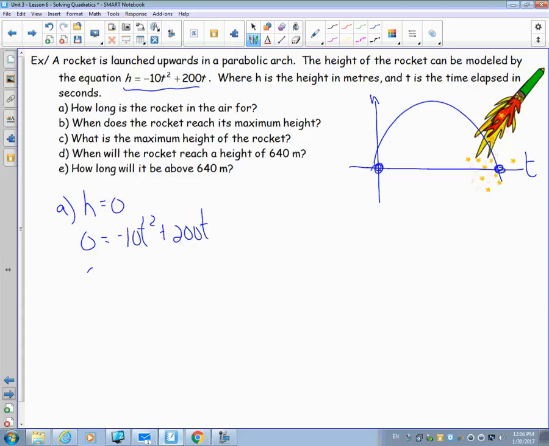Let's try factoring. Look at this and you think to yourself, hopefully I can common factor this. I can take a negative 10t out of everything. If I do that, I get t minus 20. What are my zeros? Well, one of them is 0, and one of them is 20. Obviously, 0 is where it started, 20 is where it ended. It was in the air 20 seconds.